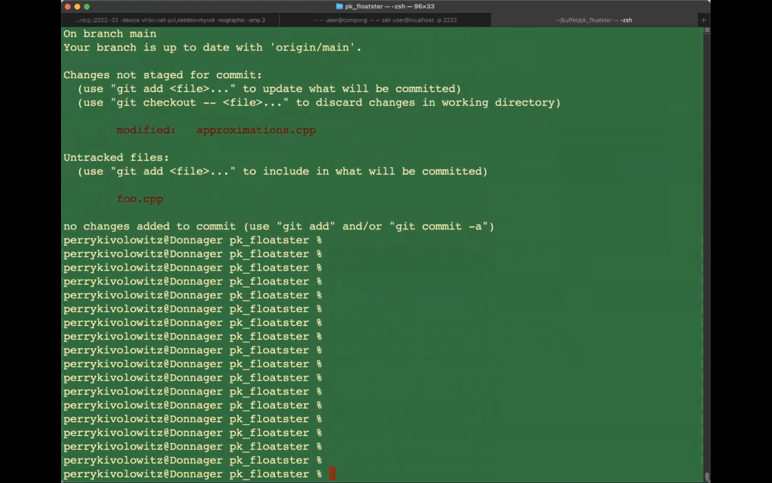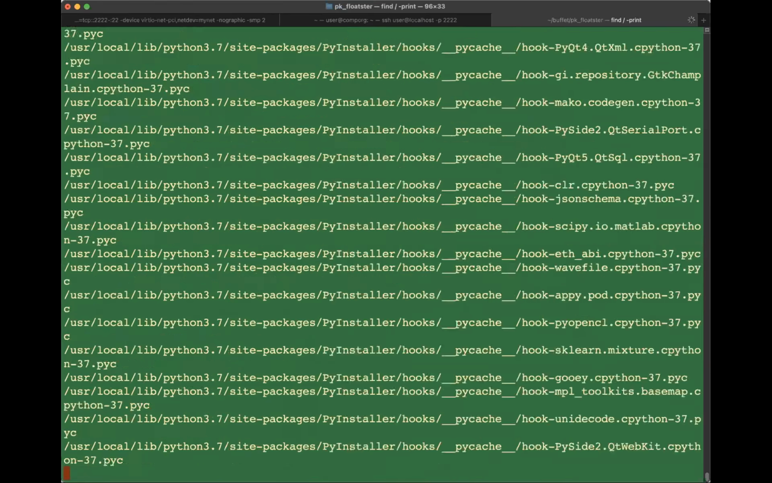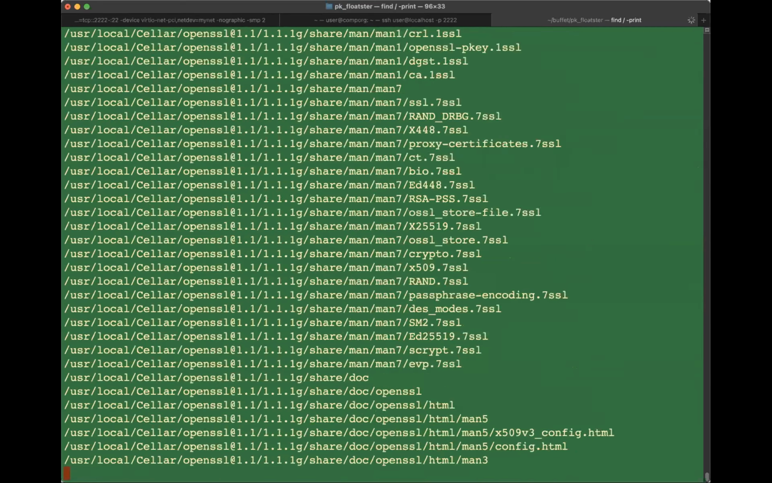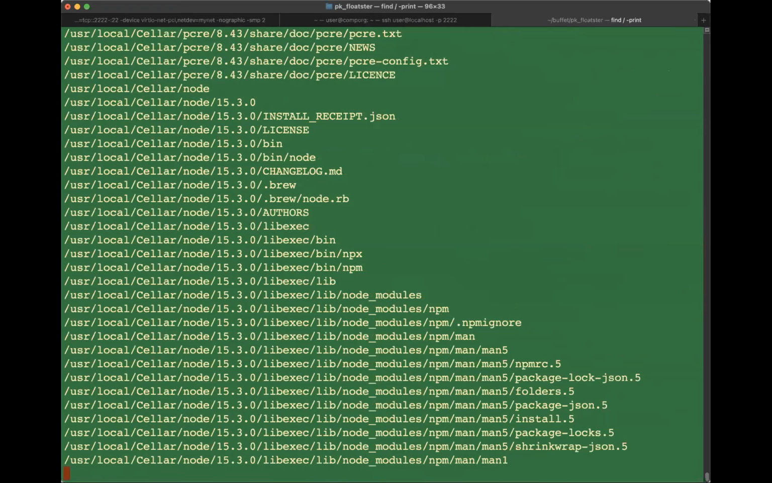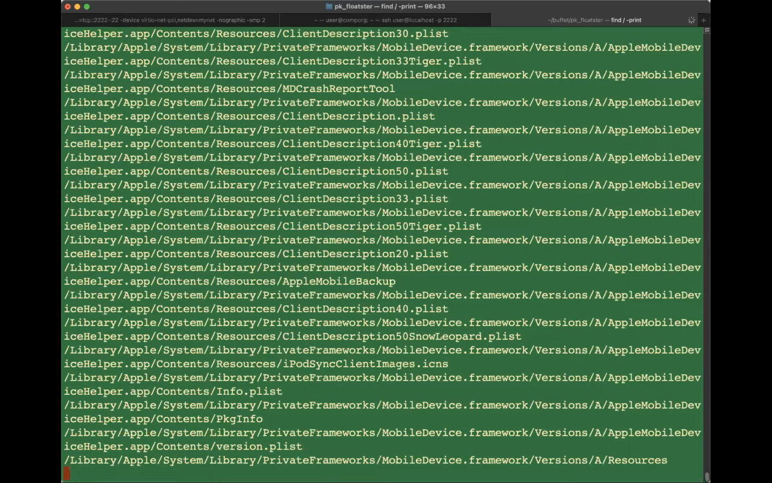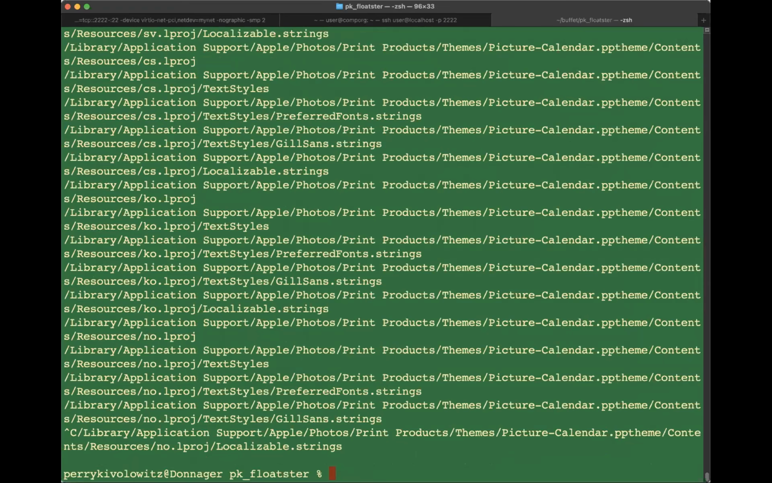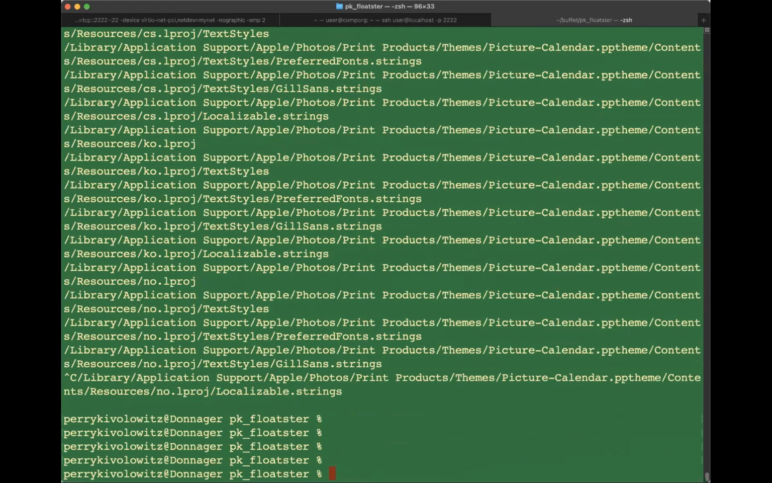So let's see, tell you what, I know something. Find / -print. Okay, so Control S, Control Q, Control C.